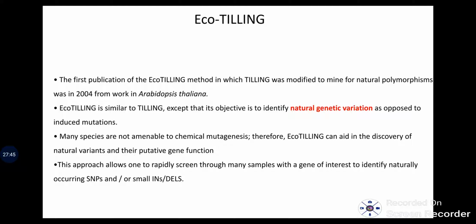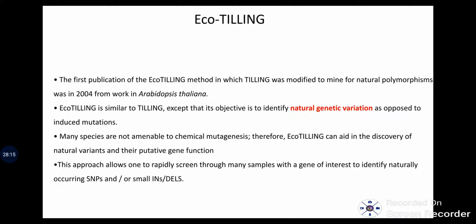So we'll talk about some historical perspective. The first publication of the EcoTILLING method, which is a modified form of TILLING for mining natural polymorphism, was made in 2004 working with Arabidopsis thaliana. Here the exception to TILLING in EcoTILLING is that the objective is to identify natural genetic variation as opposed to induced mutations.